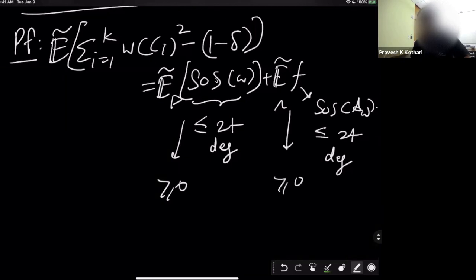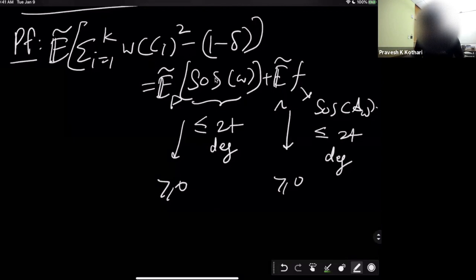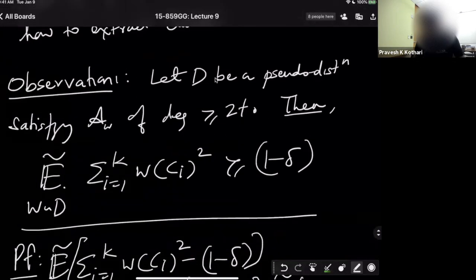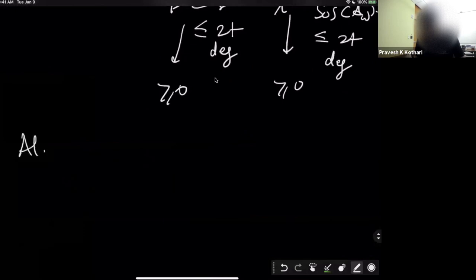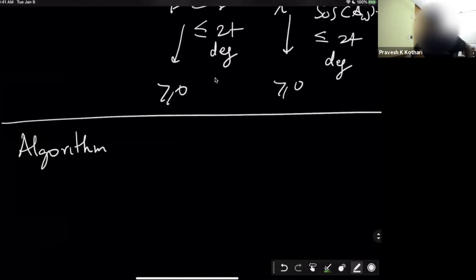Okay. And so this is a simple proof of the fact that if I gave a degree 2t proof of an inequality, then pseudo distributions of degree bigger than or equal to 2t would in fact satisfy that inequality. Okay. Again, feel free to stop me because we're almost done. Okay, good. So with that observation, we are doing very good now.